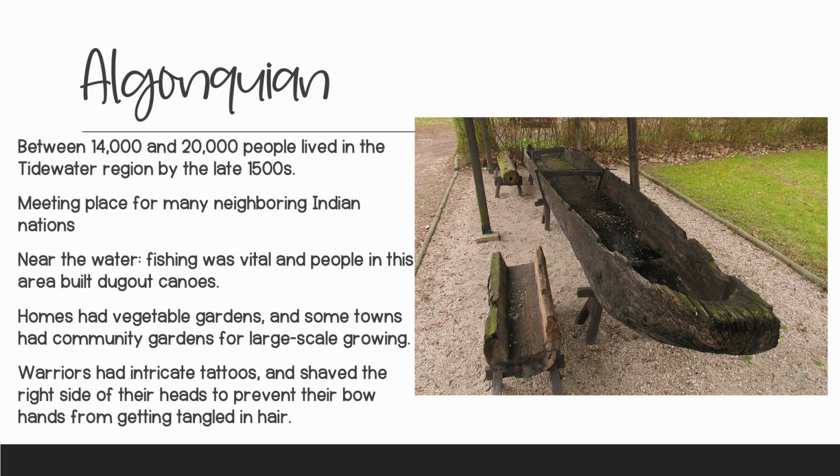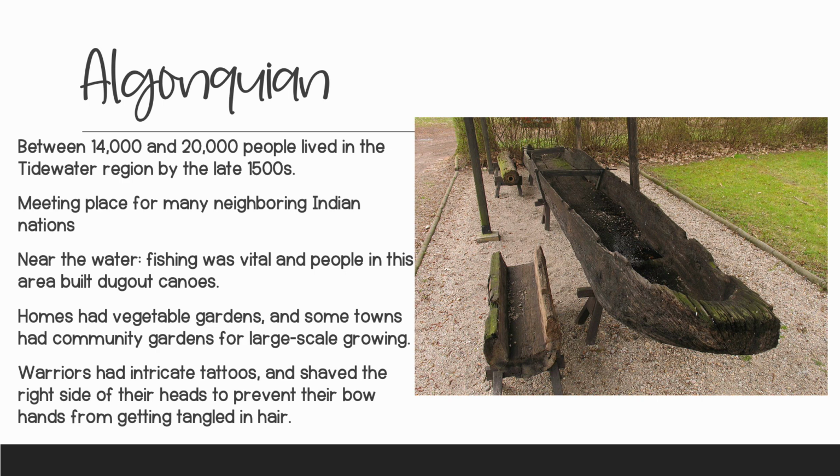Lastly, we have the Algonquian-speaking Powhatan tribes. By the late 1500s, between 14 and 20,000 people lived in the Tidewater region. It's no surprise that this was a great meeting place for many neighboring tribes and a great location to set up homes. It is near the water, so fishing was vital to life in the area, in addition to hunting.